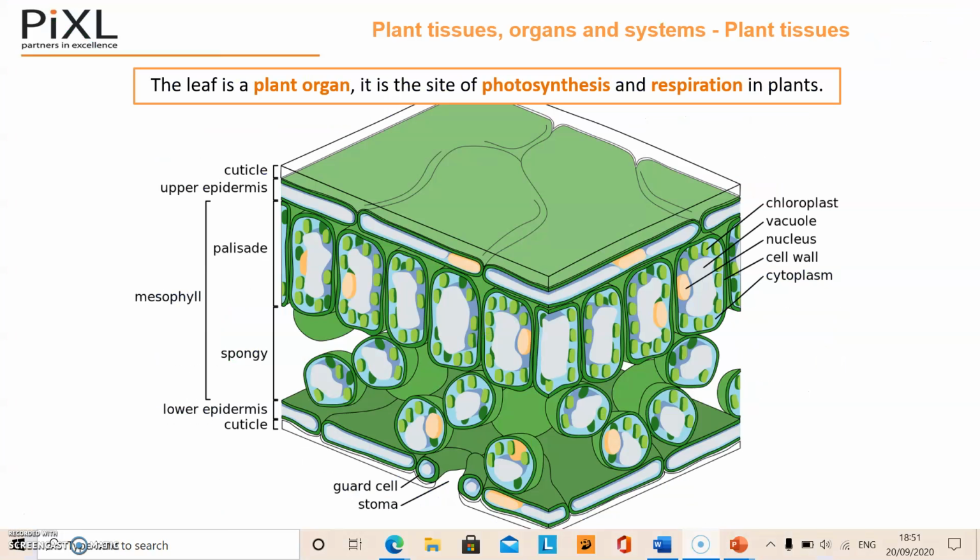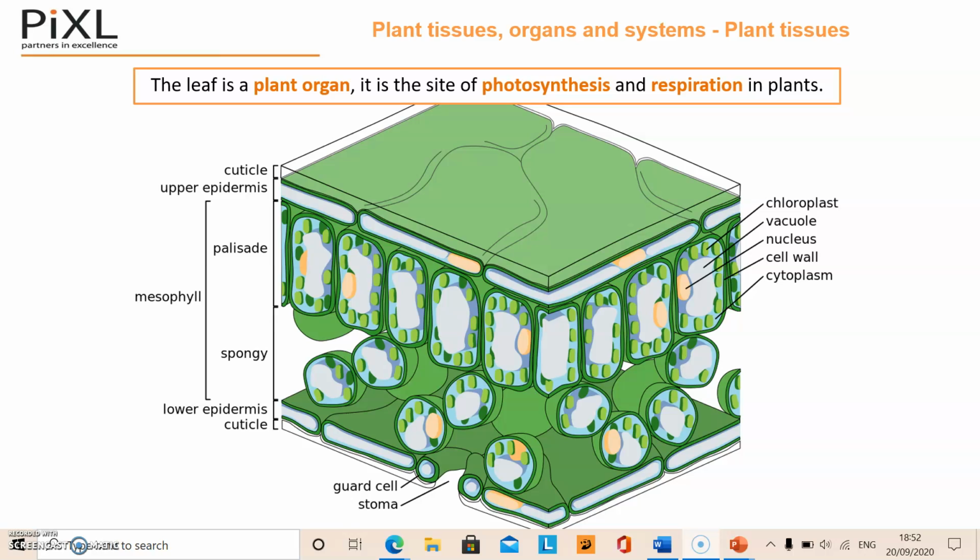So this is a cross-section, another diagram, just a little bit more detail. On the right-hand side of the diagram, we've still got those labels for the animal cell. And on the left, you can see we've got the cuticle on top of the leaf, the waxy cuticle. Underneath that, we have an upper epidermis. Underneath that, we have a layer of palisade cells. That's the cell that we've just looked at, and this is where the vast majority of photosynthesis will take place. These cells are packed full of chloroplasts.